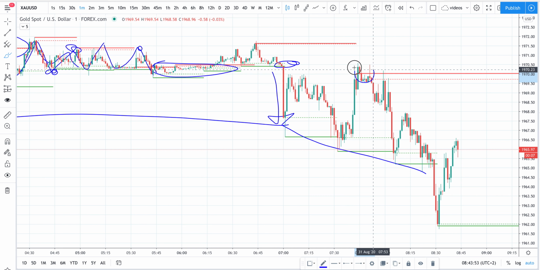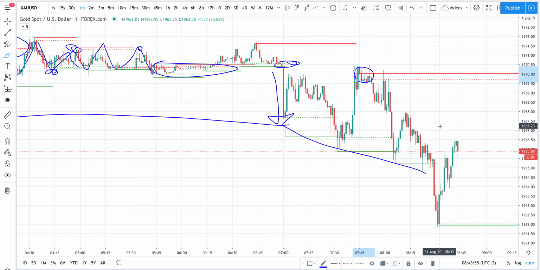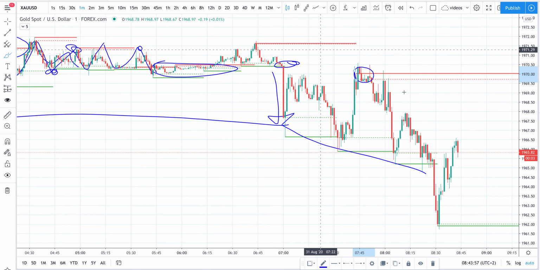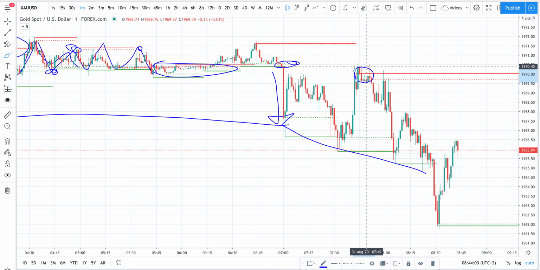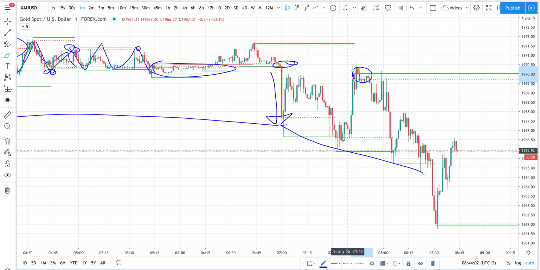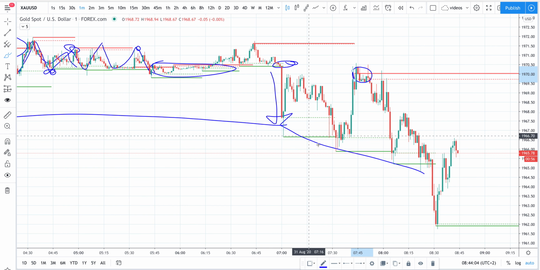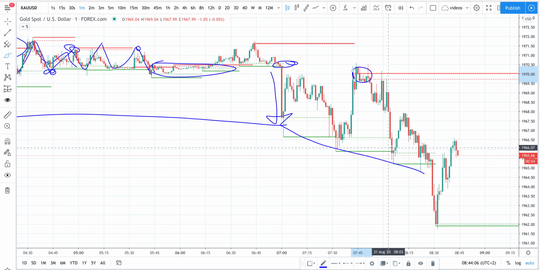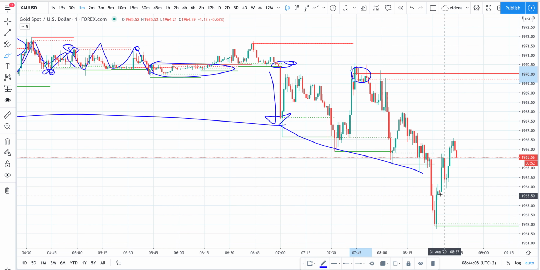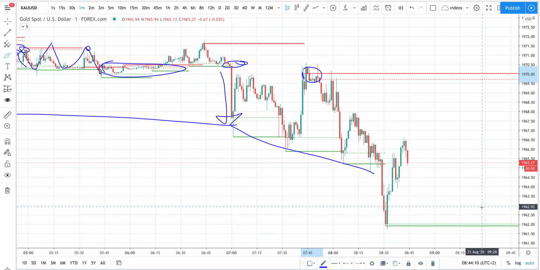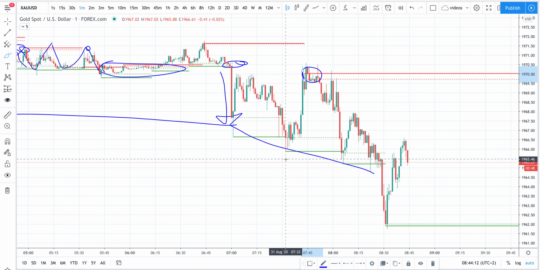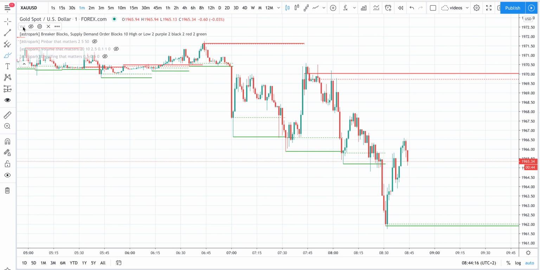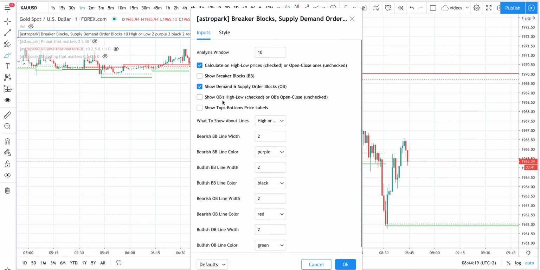In this case, you short the tops. I mean, you short supply zones instead of longing. You can use this demand zone for take profits. Okay. So let's show breaker blocks.